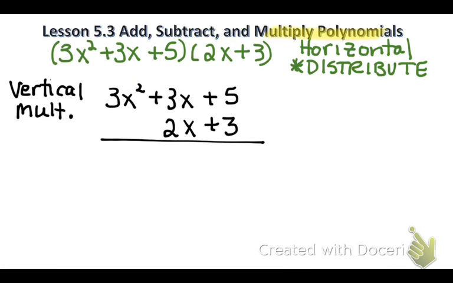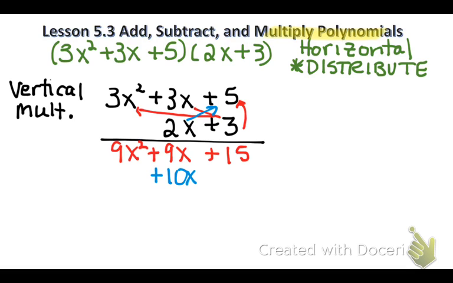One last multiplying polynomial example. So the green problem is horizontal, so we would just use the distributive property. But the vertical method might be something that you need a reminder on. We say 3 times 5 is 15, 3 times 3x is 9x, and then 3 times 3x squared is 9x squared. We'll do the same thing with the 2x.